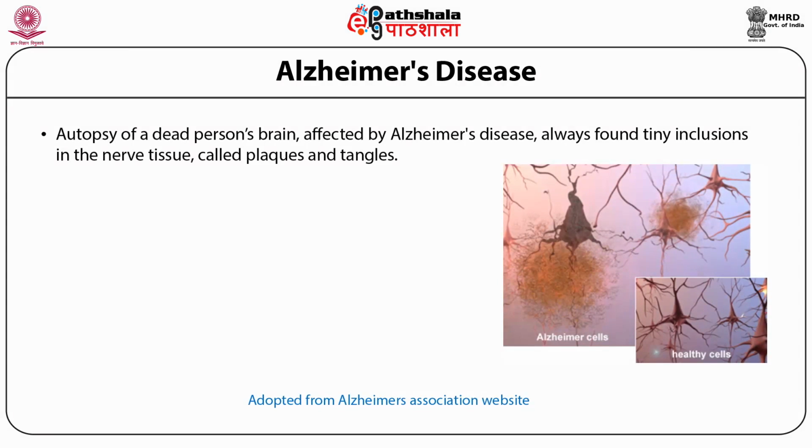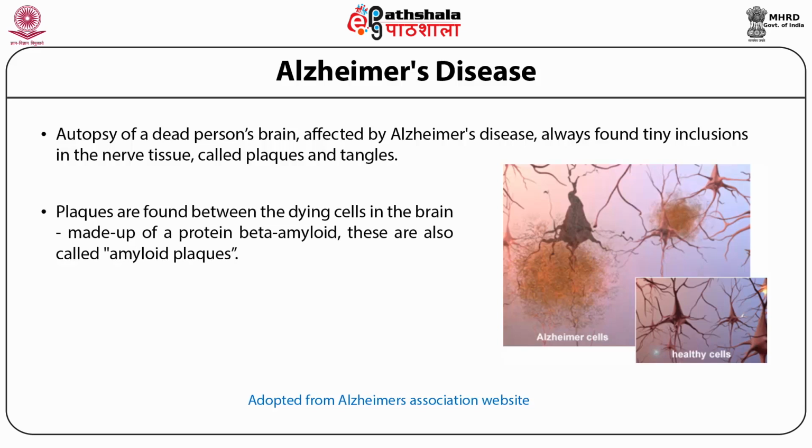Autopsy of the brain of a person affected by Alzheimer's disease always finds tiny inclusions in the nerve tissue called plaques and tangles. These are two different kinds of materials. The plaques are found between the dying cells in the brain, and are made up of a beta amyloid protein. These are also called amyloid plaques.